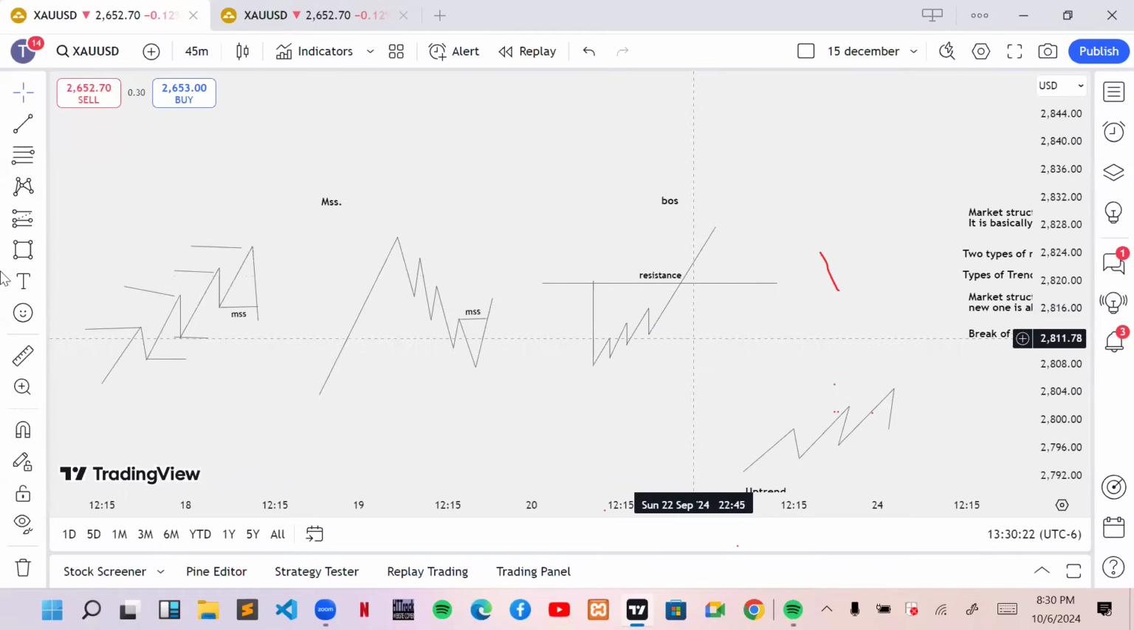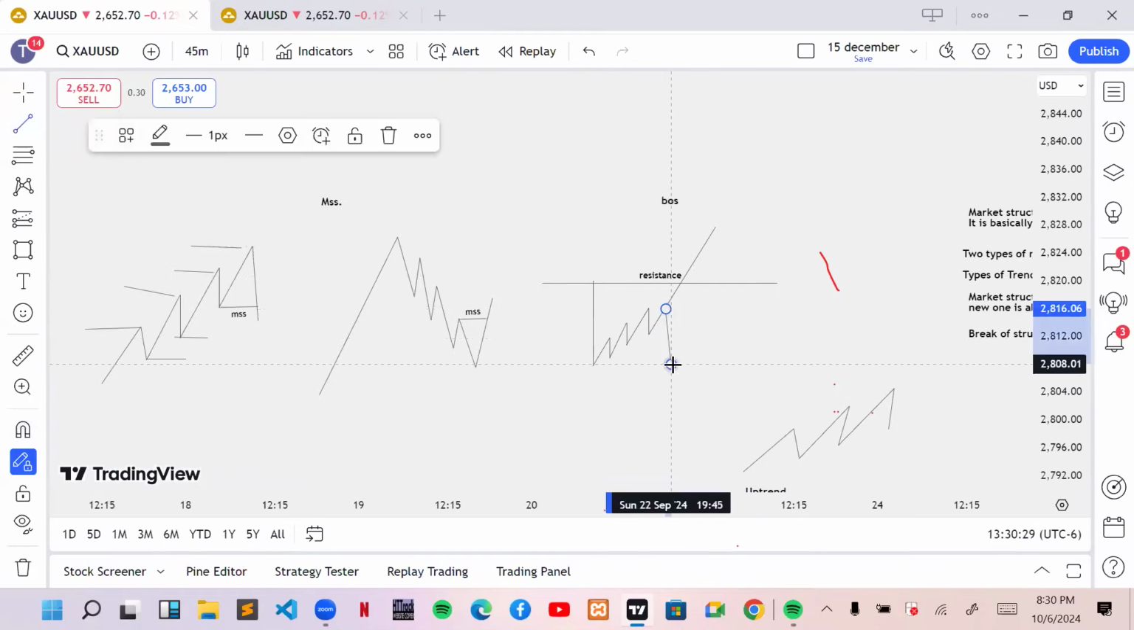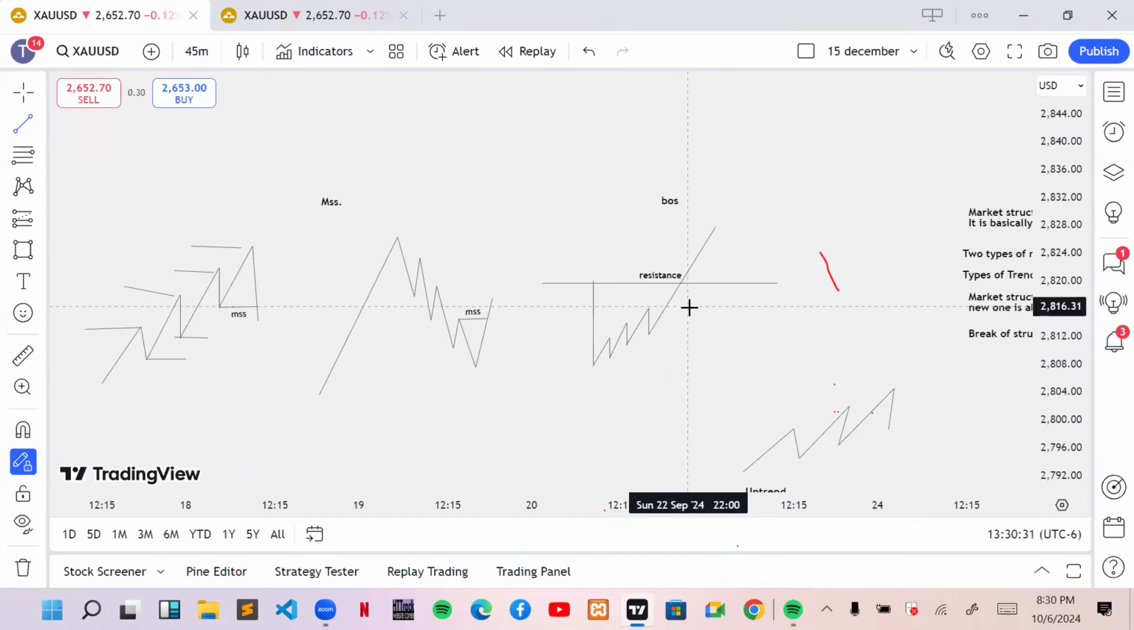If it was a market structure shift, the market would not break to the upside. It would simply break down, changing direction to the downside. But in break of structure, it will still break towards the direction that the market was trending in before. That is the difference between market structure shift and break of structure. In market structure shift, it changes direction to the opposite side. In break of structure, it still maintains its current direction, but it breaks a key level in the market.